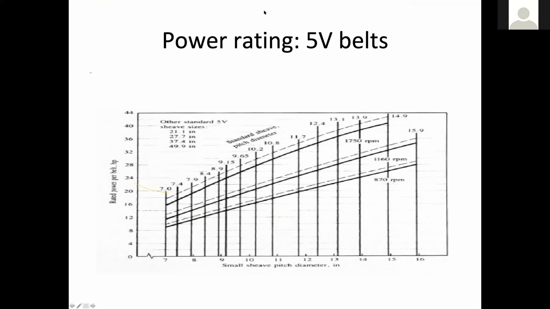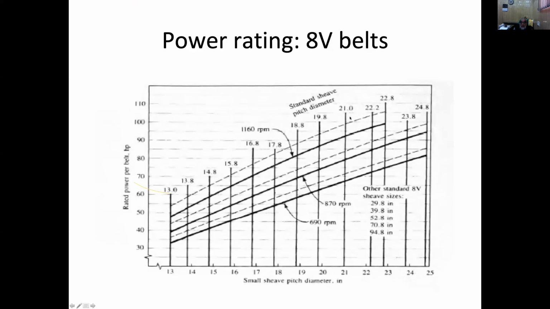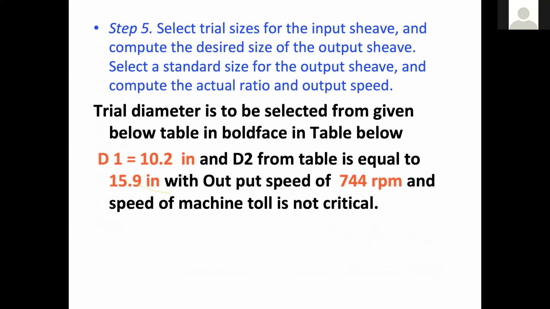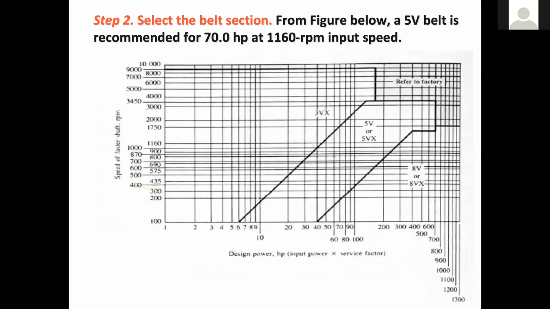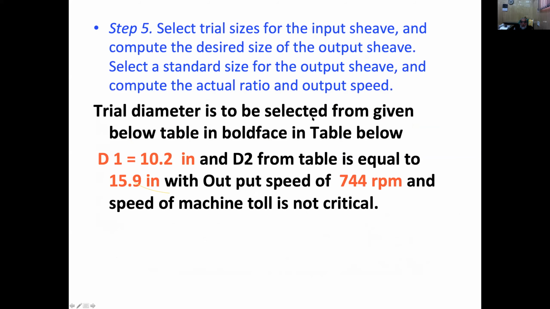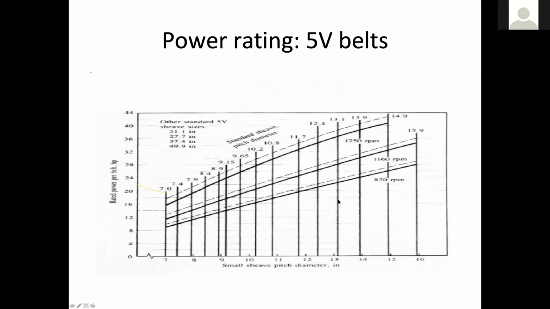Yes, so please, 10.2. Now, if you see this graph here, for the 5V belt, exactly, you don't have the value for 10.2, isn't it? Do you have it? No, sir. So what will you do? Sir, interpolation. Yes, now we are going for interpolation.